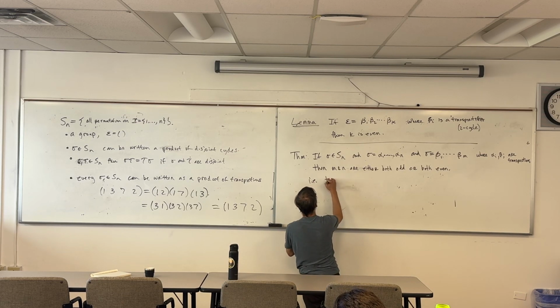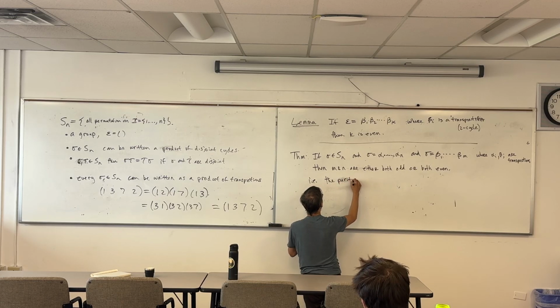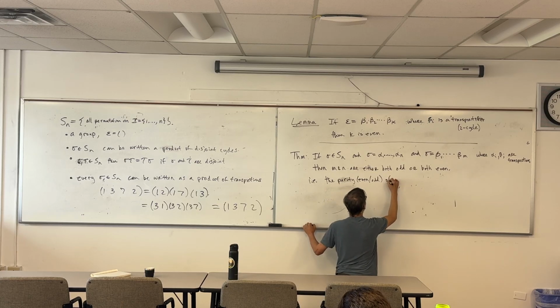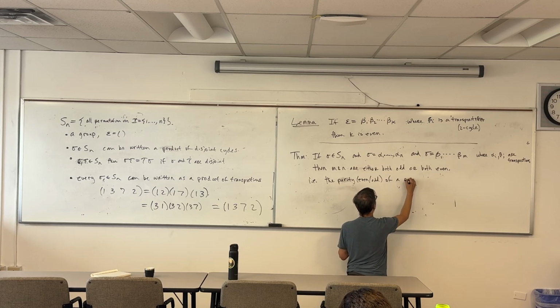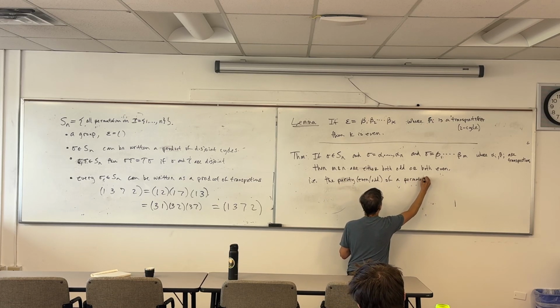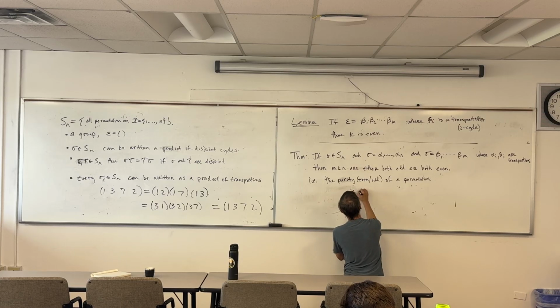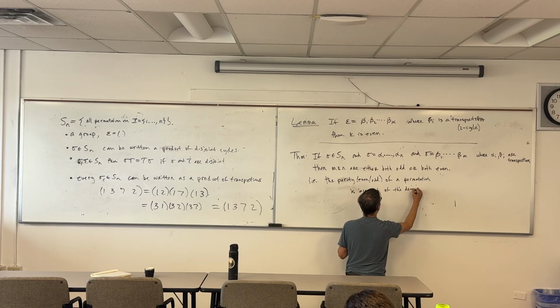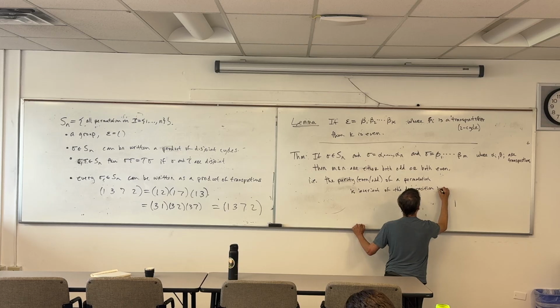I.e., the parity, even or odd, of a permutation is invariant of the decomposition into 2 cycles.